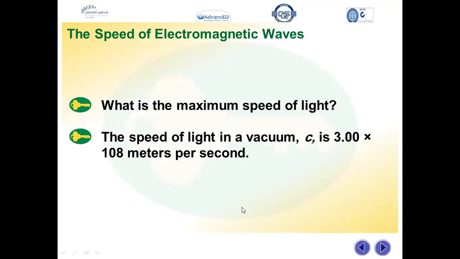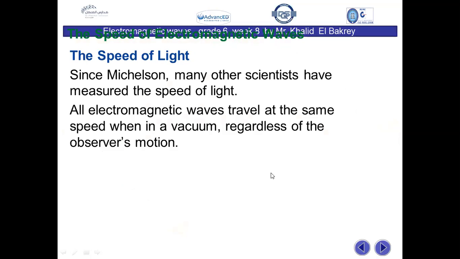If they are going to move, what is their speed? Or what is the maximum speed? They are going to move with the speed of light. So what is the maximum speed of light? The maximum speed of light in vacuum is about 300,000 kilometers per second. Wow, it's a very high speed.